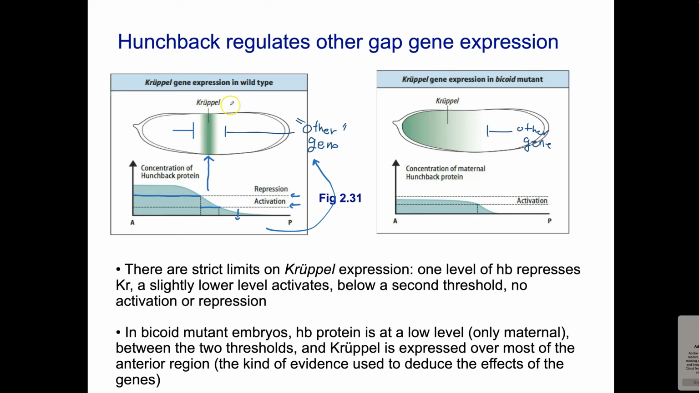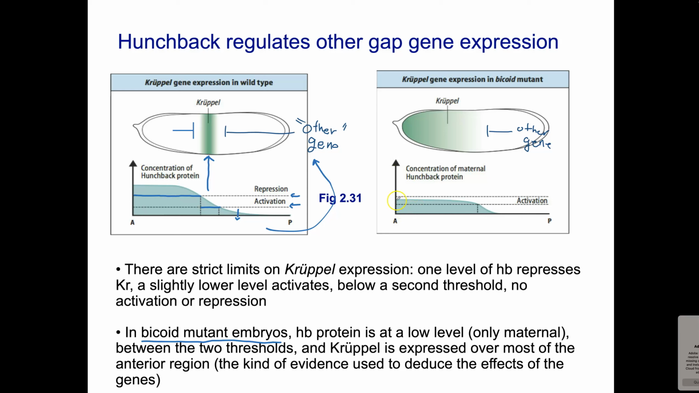And the gap genes themselves mutually repress each other, which we'll talk about in a minute. And so when we look at bicoid mutant embryos, so if you have embryos that come from mothers that didn't have any bicoid protein, all you have is the maternal hunchback that was put in there, but you don't get any of the upregulation. Bicoid isn't in there to induce the transcription of more hunchback.